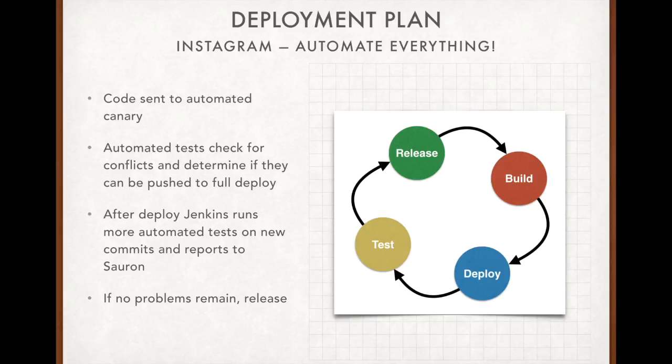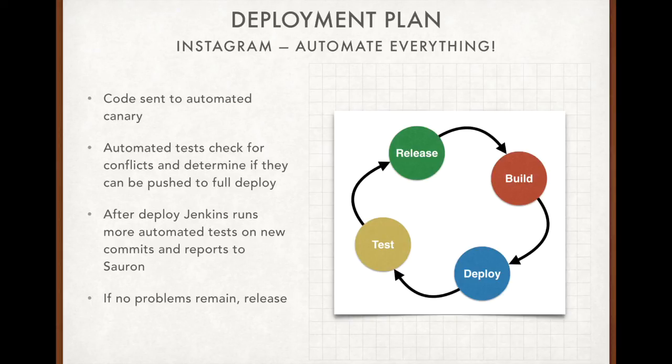Once they push it to the canary, automated tests make sure that there are no conflicts between the old code and the new code, and they basically determine if it can be pushed. If it can't, then it's sent back and it has to be fixed, and then they push it again to the canary until all of the bugs are worked out.